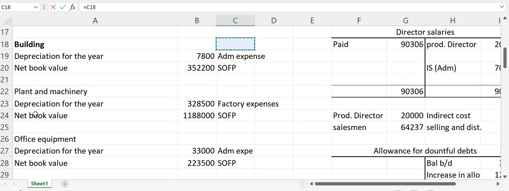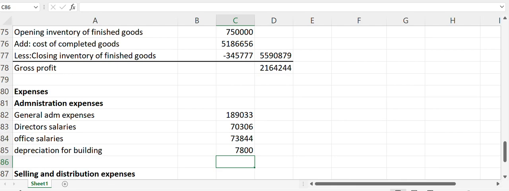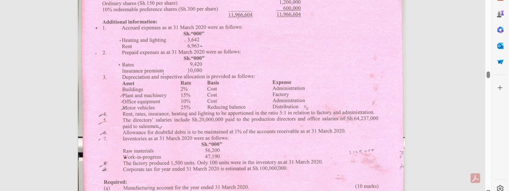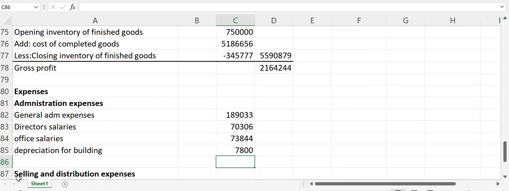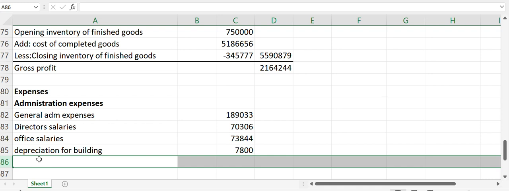Building, depreciation for building. Here it is. And then we also have depreciation for another item. It was for what? Under admin, office equipment. So depreciation for office equipment.